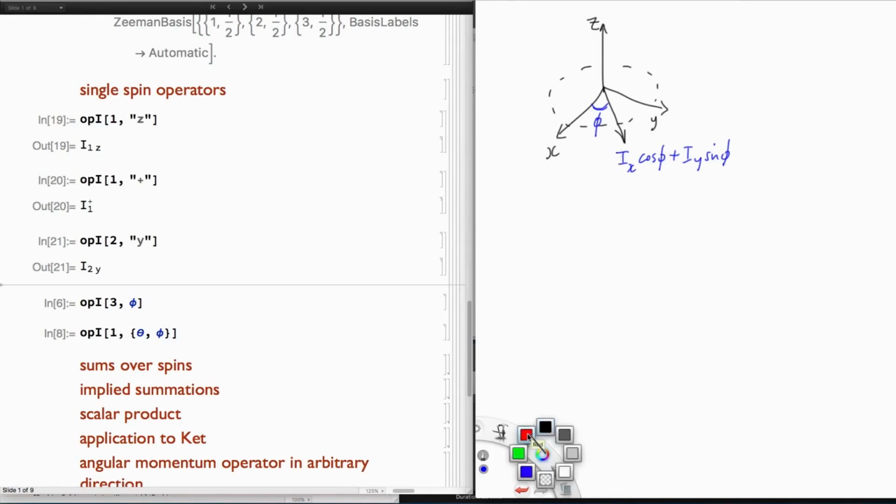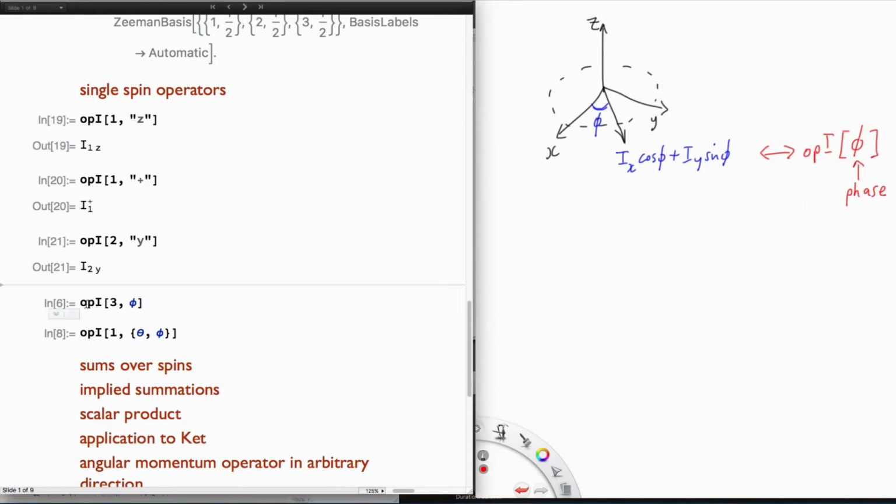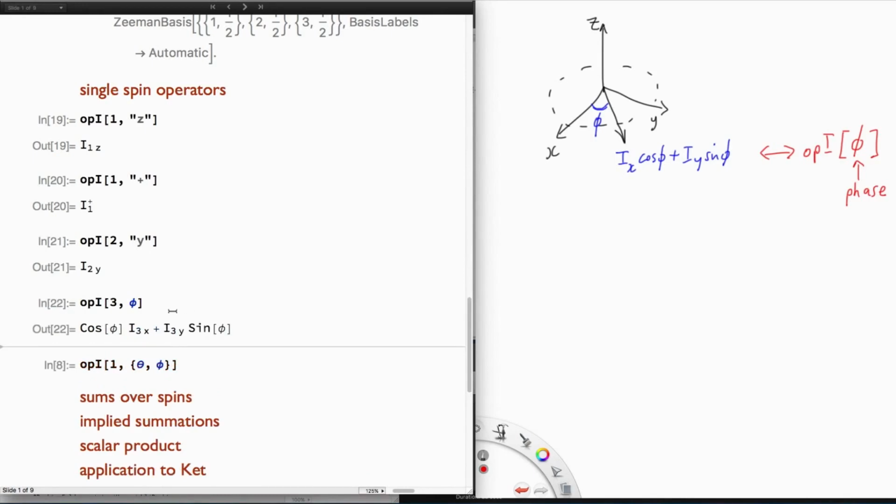And SpinDynamica knows how to construct things like that. In SpinDynamica, that's done by asking for the angular momentum at some phase angle. So for example, in this case, we have the angular momentum for spin number 3 at some particular symbolic angle in the xy plane. So those are operators which are sometimes needed, and here you start to see that Mathematica works symbolically. It doesn't require that you give numerical values for these symbols, and indeed one of the more attractive features of SpinDynamica is that it lets you do symbolic calculations, not just numerical calculations.